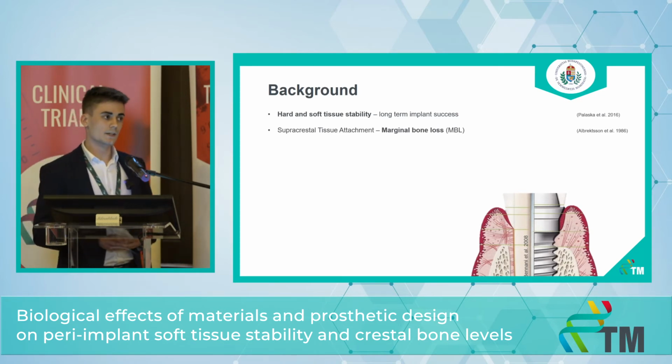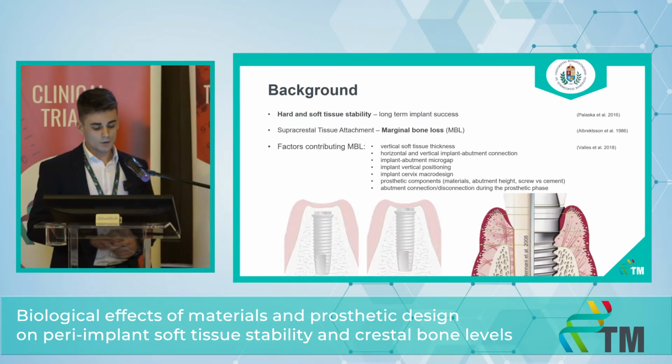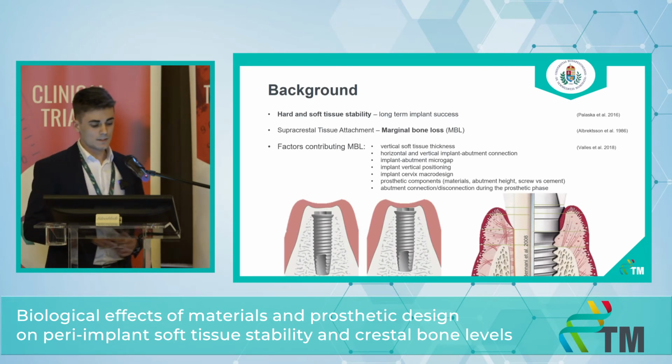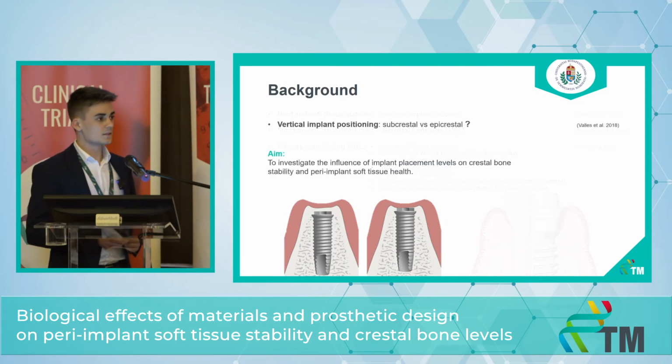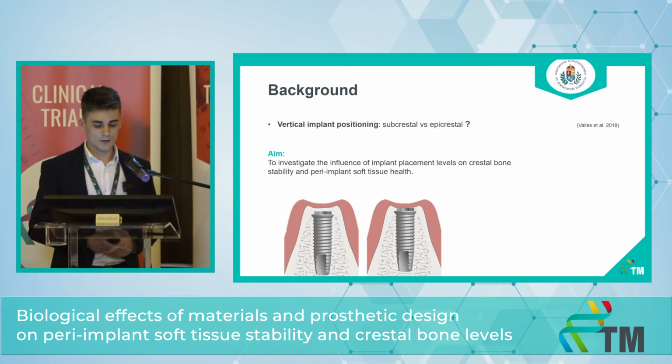Now, not only in the first year, but after the first year, and this bone loss is influenced by many factors, as you can see. For example, soft tissue thickness, the abutment micro and macro design, and prosthetic components, and also the vertical positioning of the implants. So this could be either subcrestal or epicrestal, and actually in the most recent studies, there is a big controversy whether subcrestal placement is really significantly better over epicrestal.